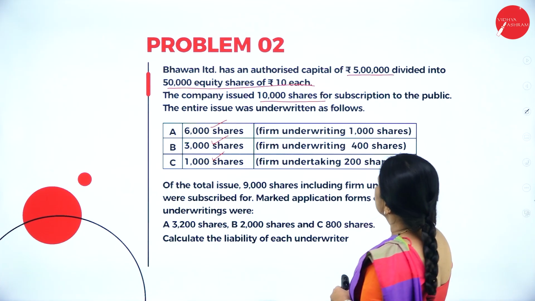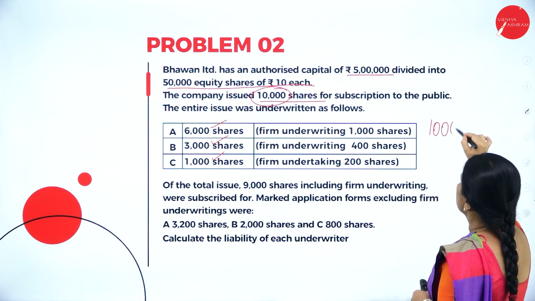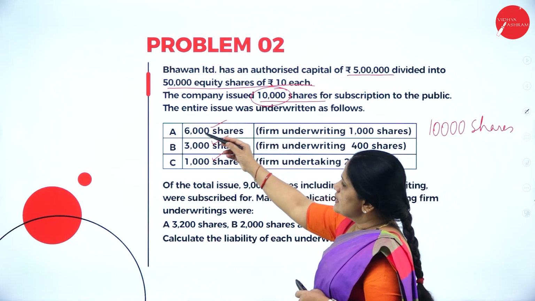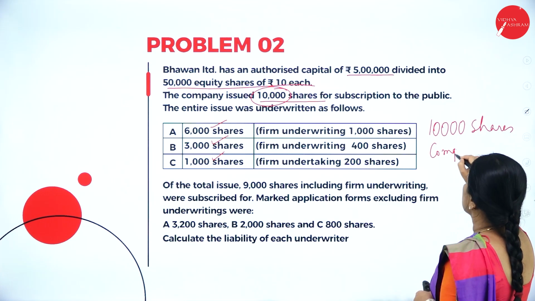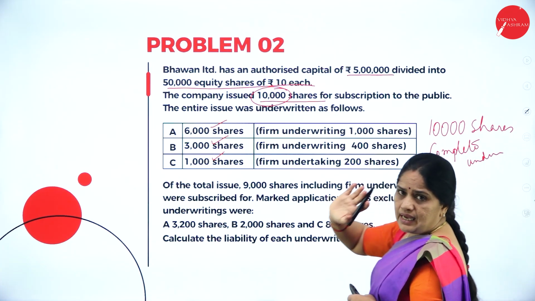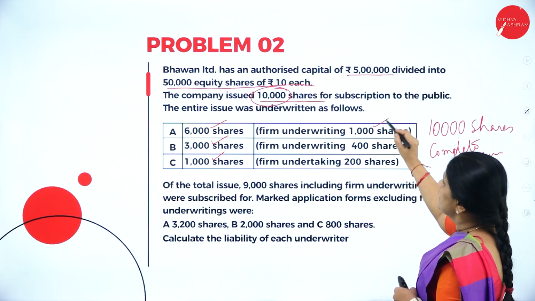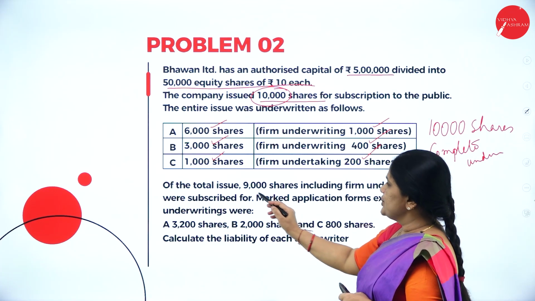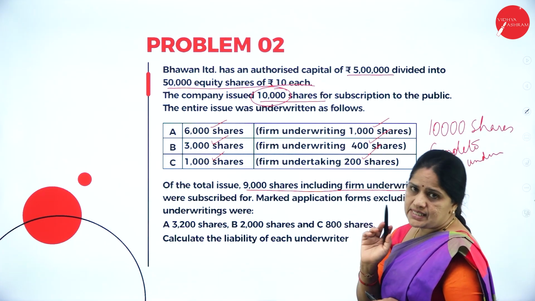So what is the entire issue? Entire issue is for 10,000 shares. So 10,000 shares has been issued and what is the number underwritten here? 6 plus 3, 9 plus 1, 10. So it is complete underwriting. So the entire issue has been underwritten. So we call it as complete underwriting. And then again they have firm underwriting 1,000, 400 and 200. Out of the total issue, 9,000 shares including firm underwriting were subscribed for.